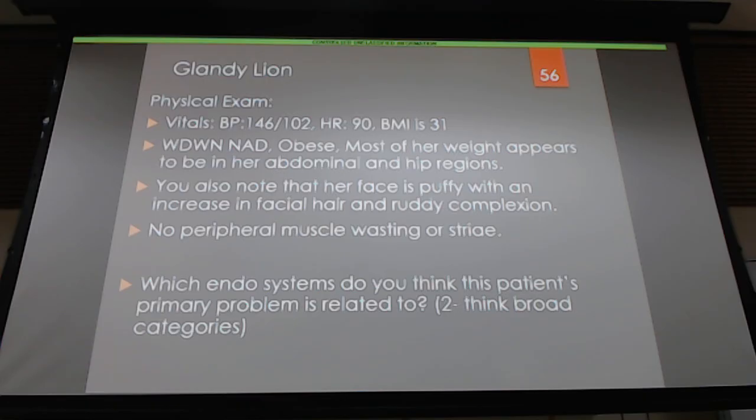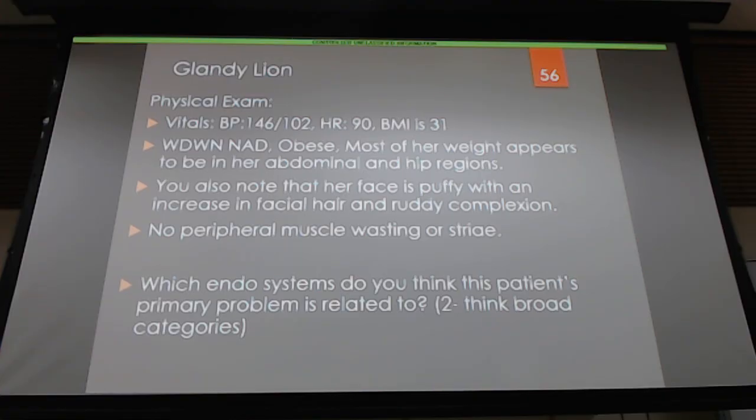How are her vitals? What's off on her vitals? Hypertension. Yeah, hypertensive. Her BMI is a little high. So 30 is the cutoff for obesity, so she's 31. Well developed, well nourished, no acute distress. Obese. Most of her weight appears to be in her abdomen and hip region.